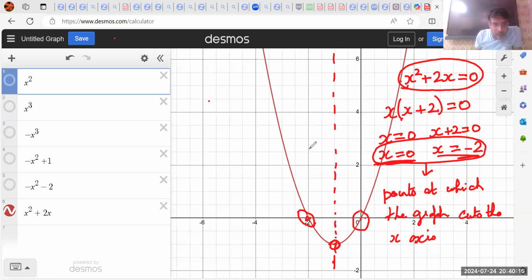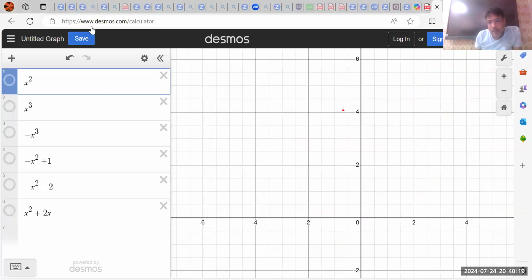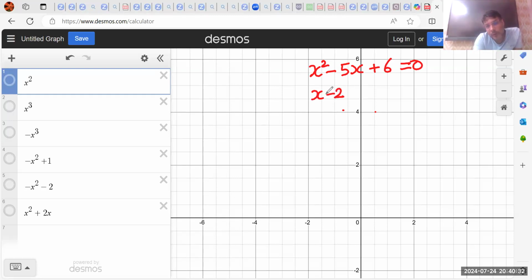So let me give you another equation, which is x square minus 5x plus 6 equal to 0. If I ask you to draw the graph of this equation, there is an easy way. You will do the factors, x minus 2, x minus 3 equal to 0. Now you know the points at which it will cut the x-axis are 2 and 3.